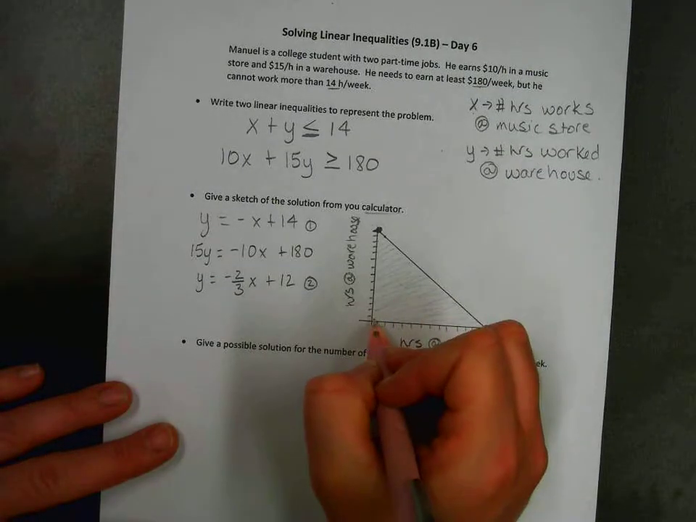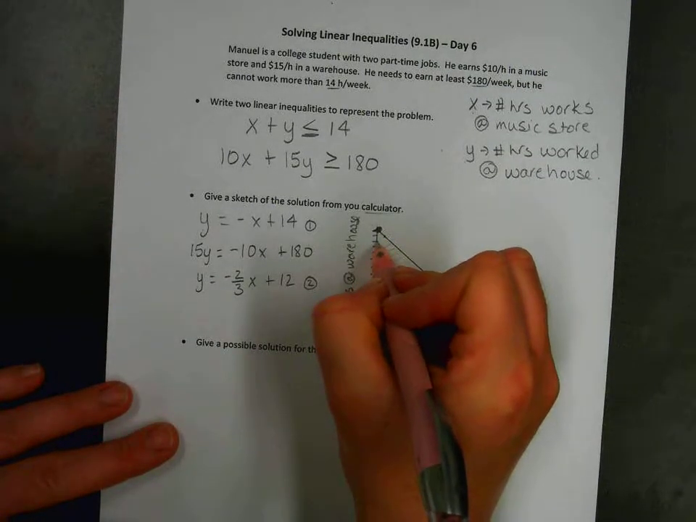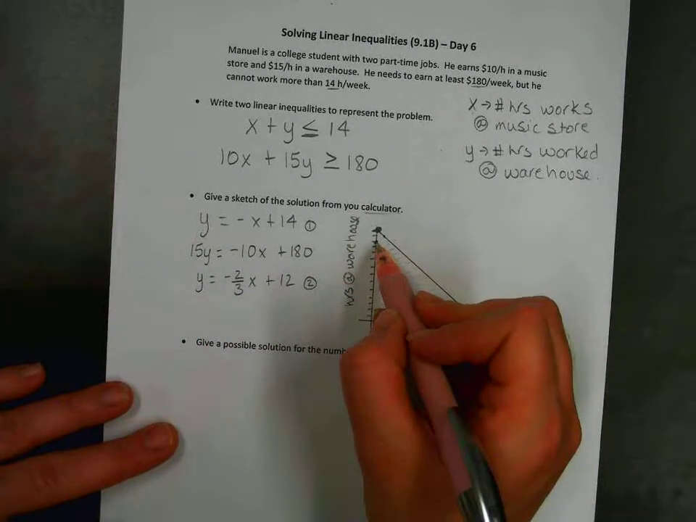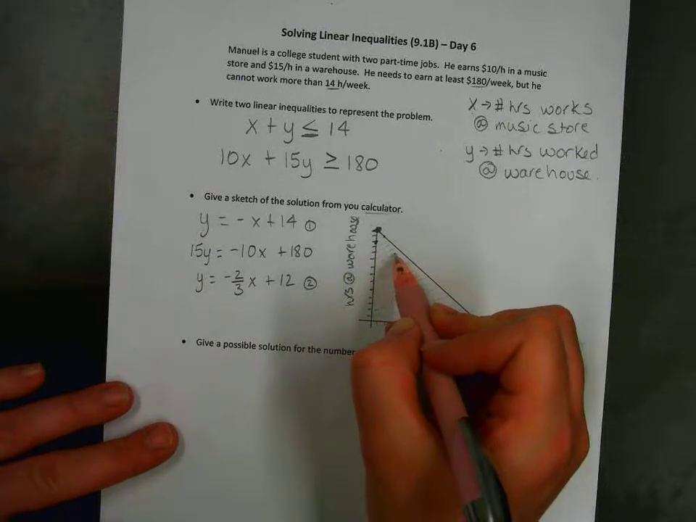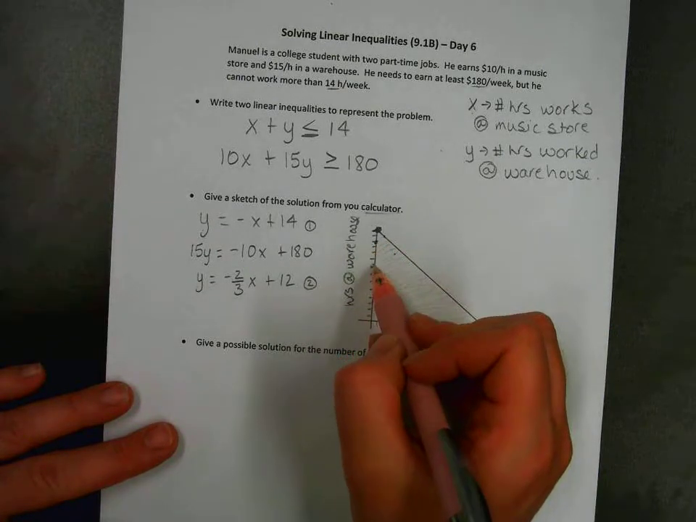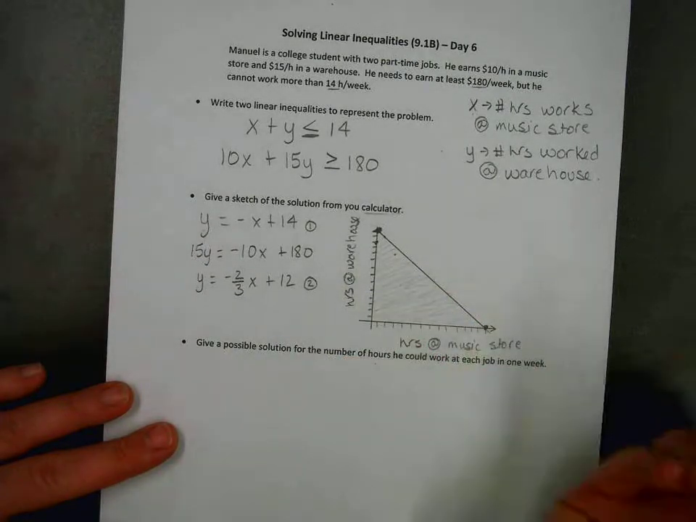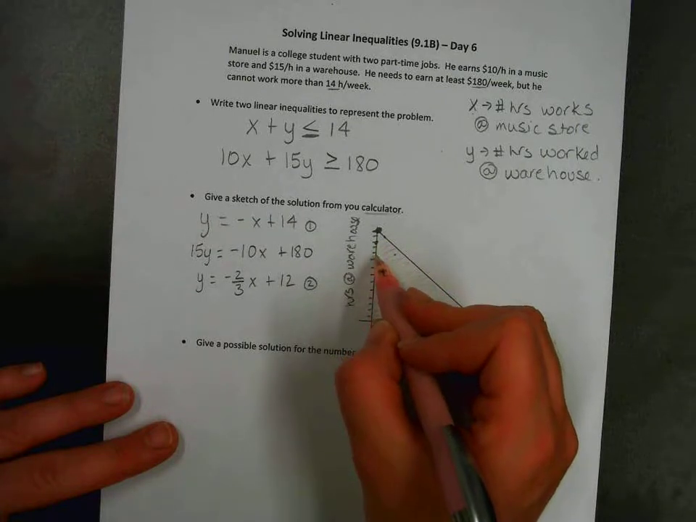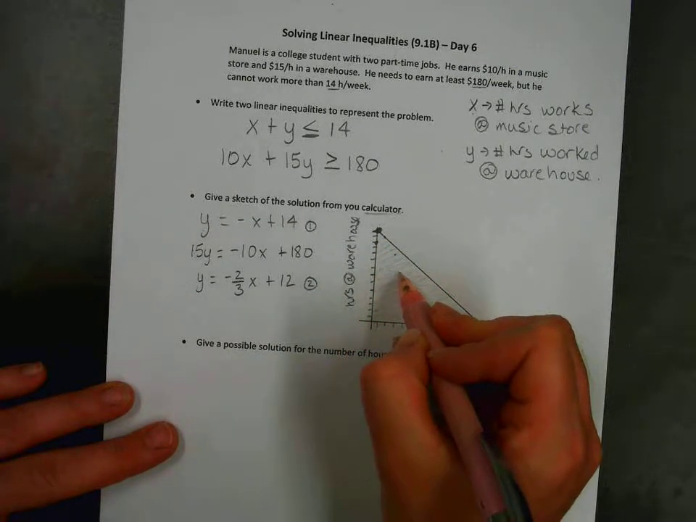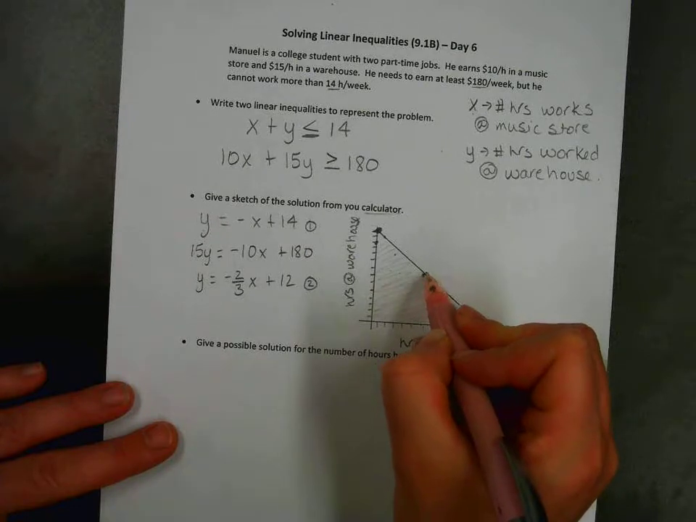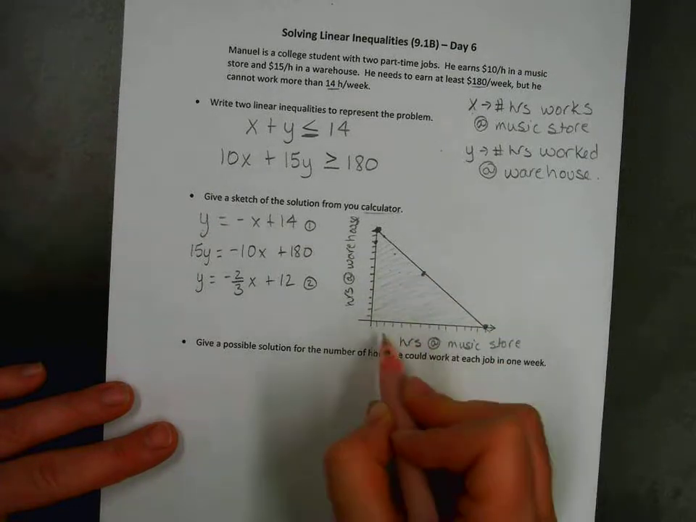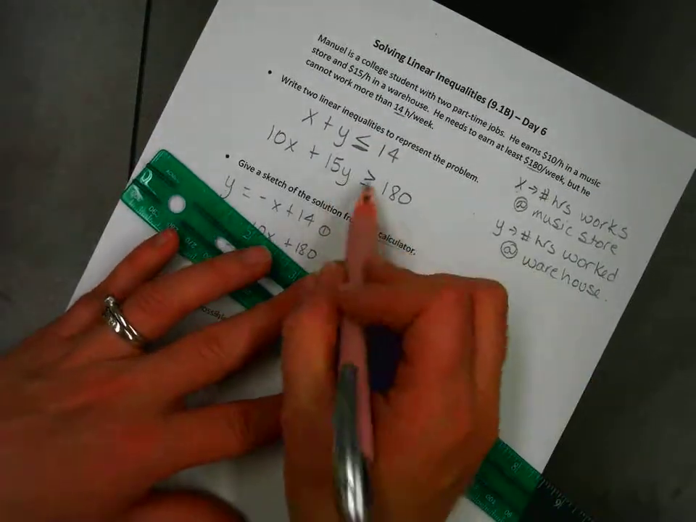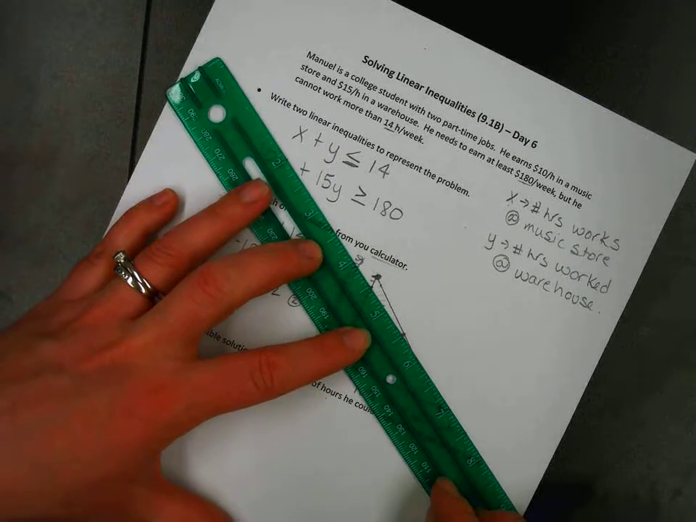My second y-intercept would be 12. So here's 14, here's 12. My slope is negative 2 over 3. So I'm going to go down 2 over 3, or I could go down 4 over 6 and so on. I'm going to go down 4 and over 6 to get a better idea of where this point is going to occur. About there. Okay, and then I'm going to graph this line. Again, it's an equal sign, so I'm going to draw a solid line.